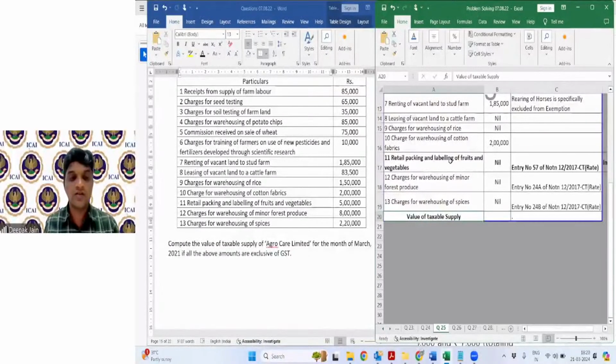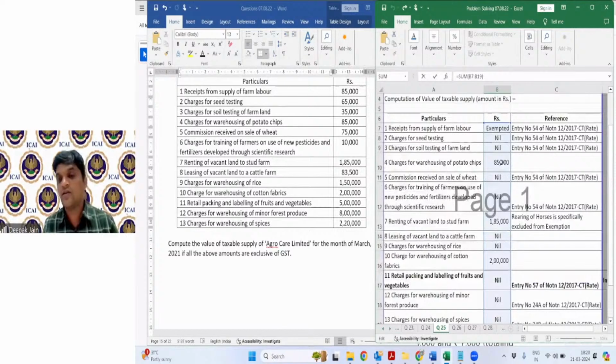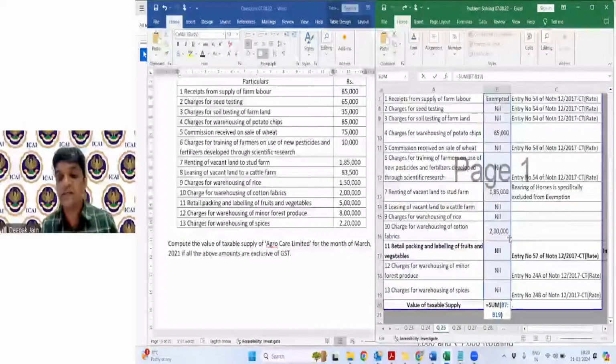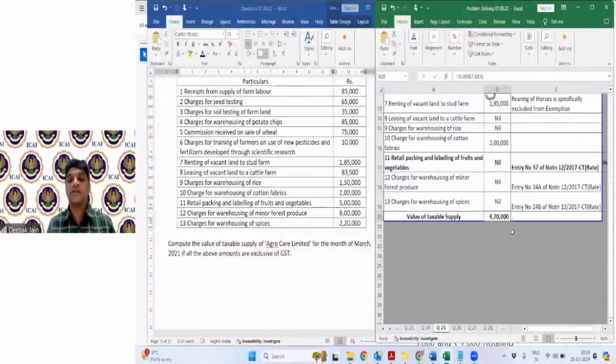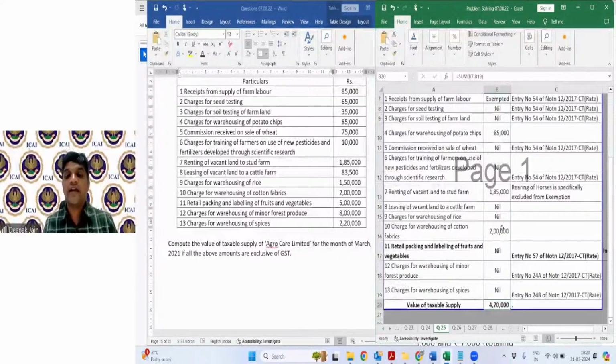So what is the value of taxable supply? Whatever we add. So 85,000 plus 185 plus 2 lakhs makes it 4 lakh 70,000 is the value of taxable supply.